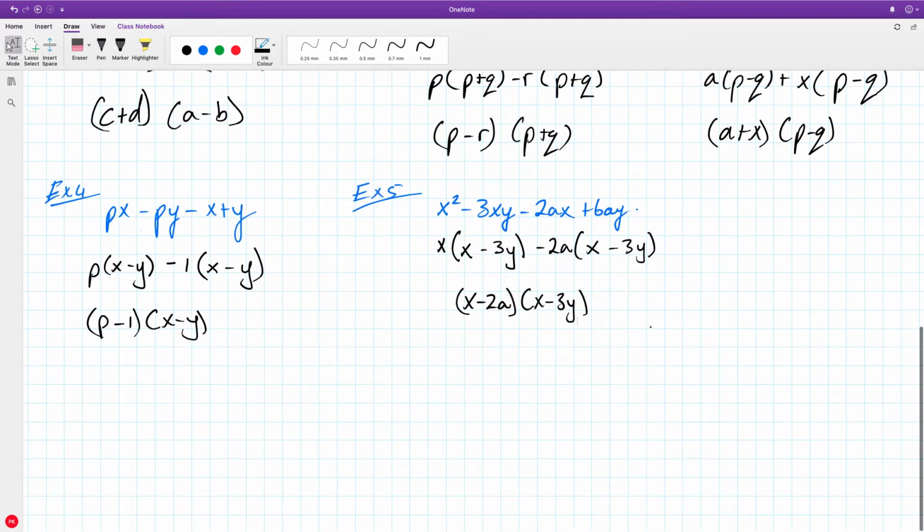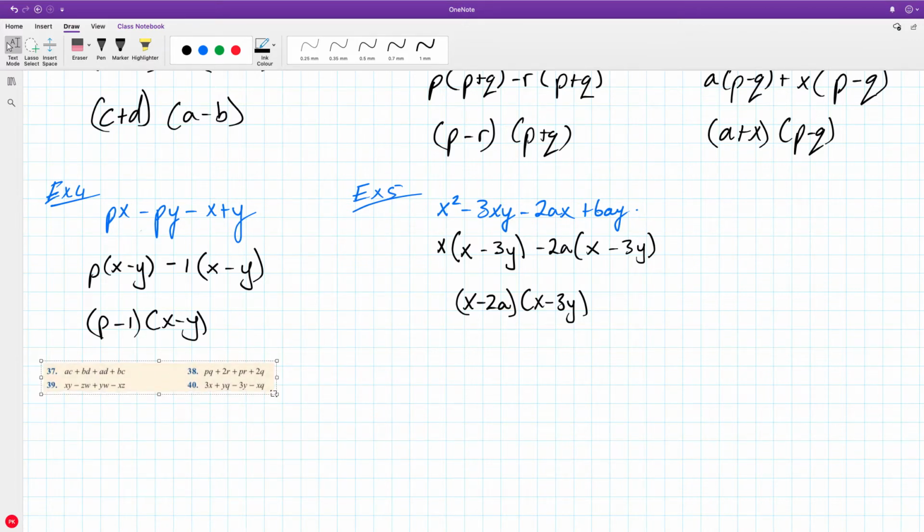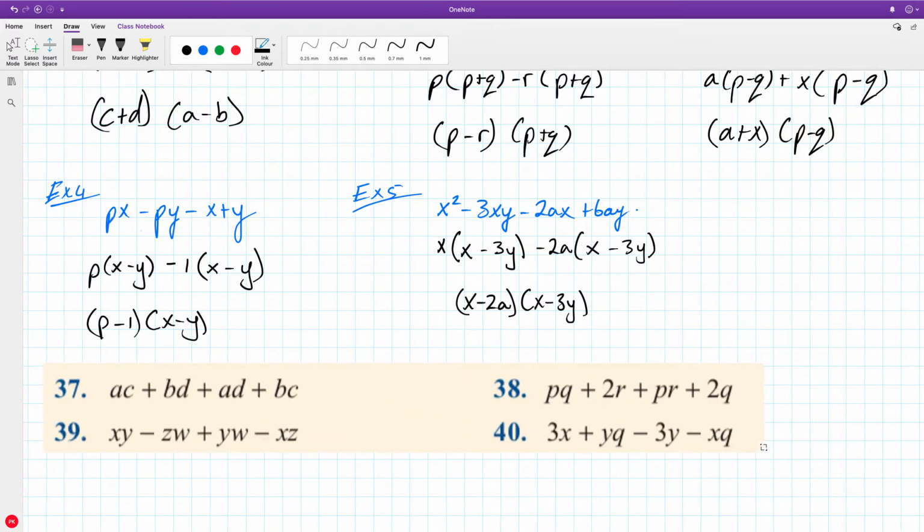Right, have a go at these four. Oh, it's on freeze. Didn't realize it's on freeze. Give me a shout if nothing's coming up, that happens to me a lot.